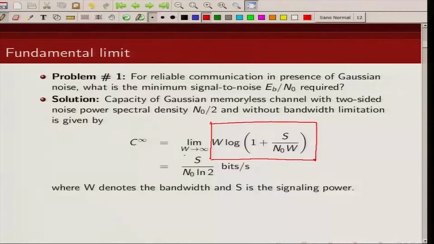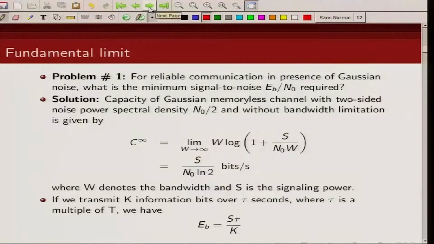Now, we are considering when bandwidth is infinite. So, this can be written as log of 1 plus something, and when W is infinite, this will go to 0. So, log of 1 will be 0 and 1 by W will also go to 0. So, it is 0 by 0 form. So, we will differentiate and we can find out that the capacity when bandwidth is infinite is given by this expression, S by N naught natural log of 2 bits per second.